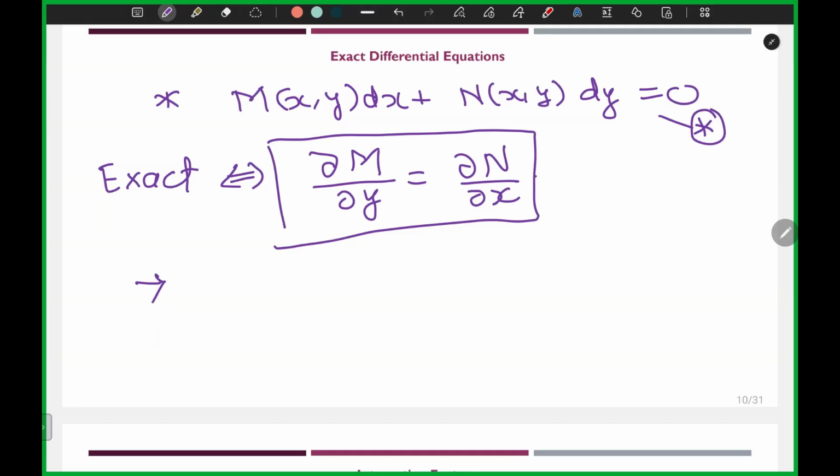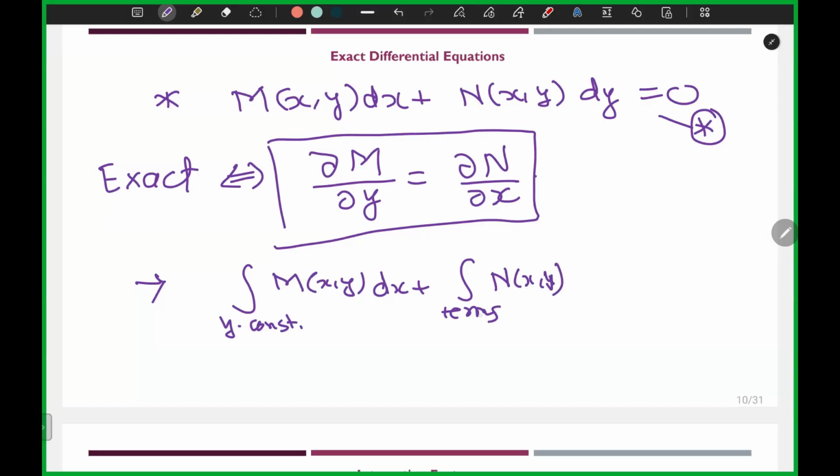So we will integrate M, treating y as constant, and plus we will integrate those terms of N which are free from x, free from y. That is the integral of M dx plus the integral of the terms of N free from x, dy, is equal to c.